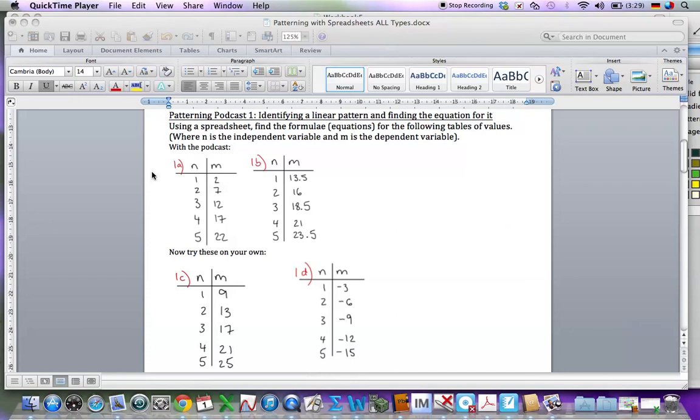Hello grade 10, this is Miss Hughes and today we're looking at patterning podcast 1, identifying a linear pattern and finding the equation for it. Now linear patterns are the kind you did in grade 6 and 7, the ones that go up evenly.